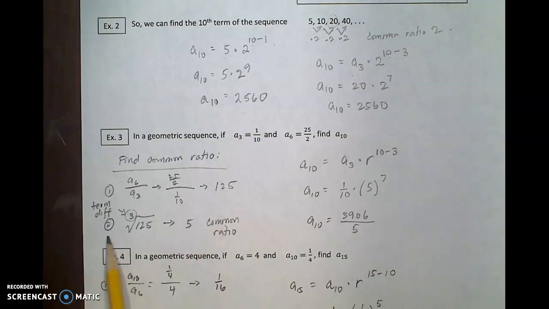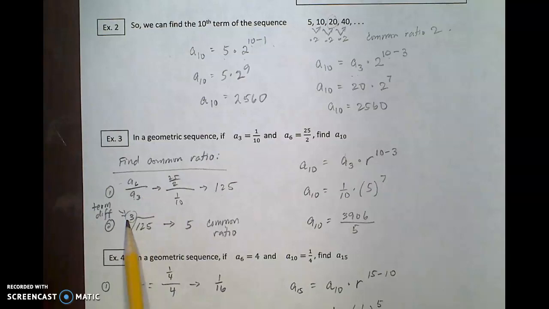The second step is then you are going to take that value and put it underneath the radical. Now the index to that radical is going to be the difference in the terms, right? 6 minus 3 is 3. So that's going to be my index for my radical. So here I'm taking the cube root of 125. And when I do that, 5 is going to be my common ratio.